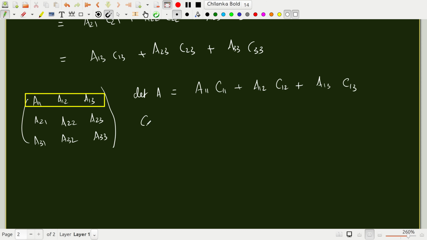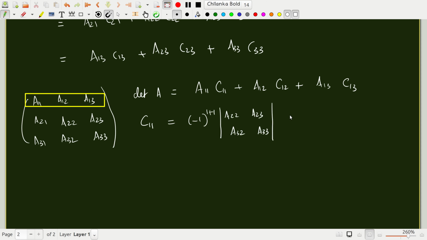Now let's write what is C11. What is C11? You have to neglect this first row and first column, and it is minus 1 to the power 1 plus 1 times the determinant of A22, A23, A32, A33.